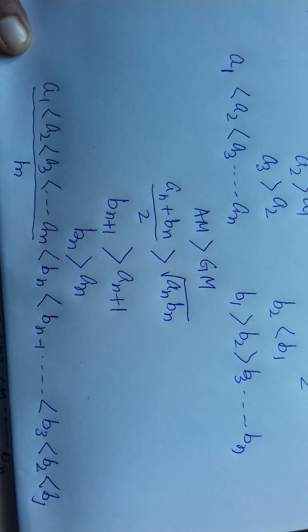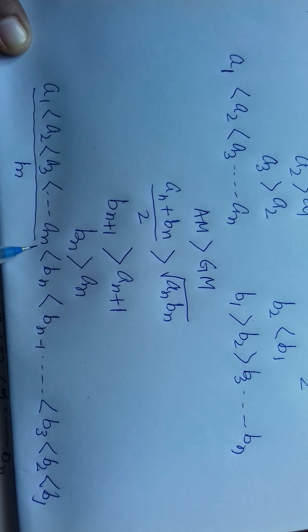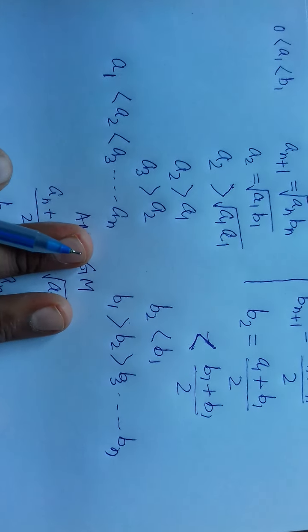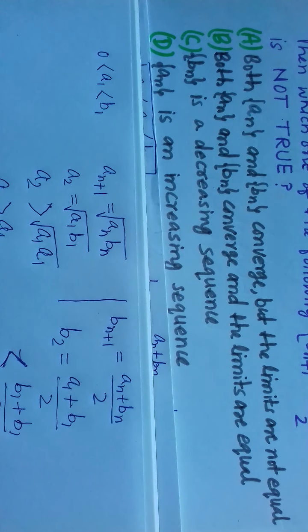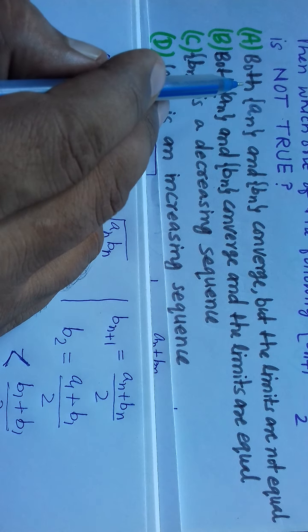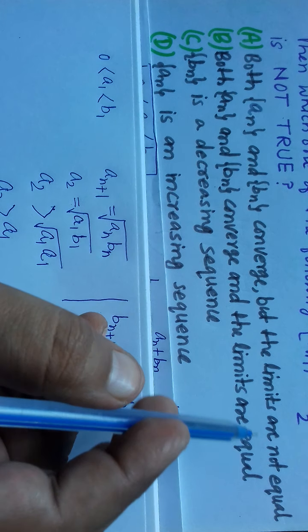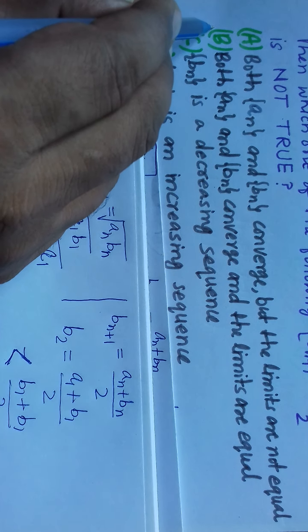Both are convergent, and you see that this sequence is going towards a limit, and in the same way this sequence also increases and goes to the same limit. Both come to one place. So the limit of both the sequences will be equal. Accordingly, the option saying both an and bn converge but the limits are not equal is wrong, because the limits are equal. So B is our correct option.